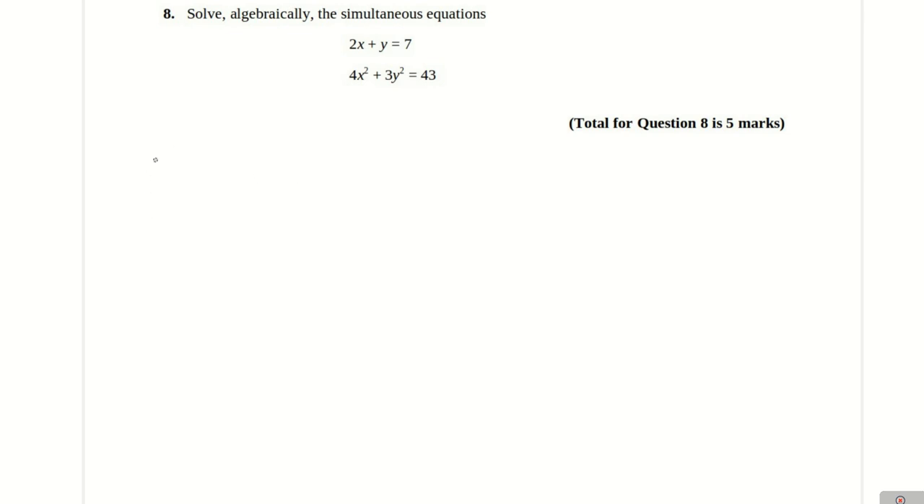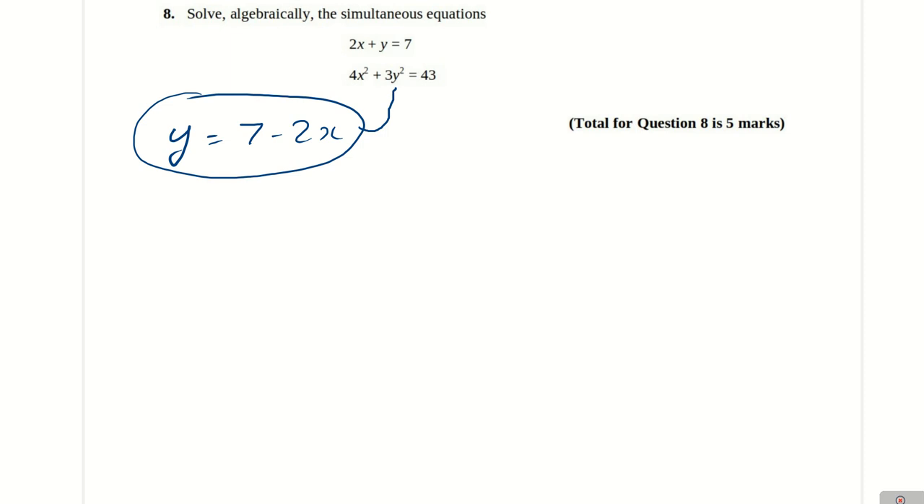Right, to start with, we look at the top equation: 2x plus y is 7. That means that y is going to equal 7 minus 2x. Then we're going to substitute that into the other equation, which means we end up with 4x squared plus 3 lots of (7 minus 2x) all squared equals 43.